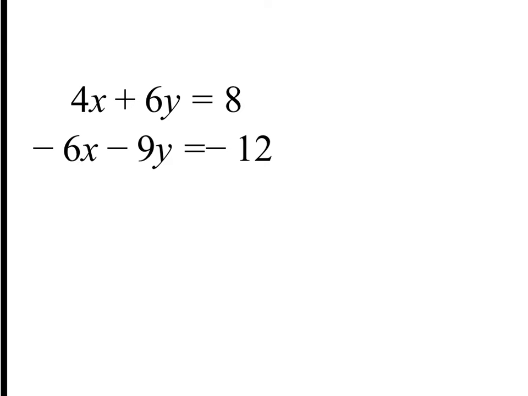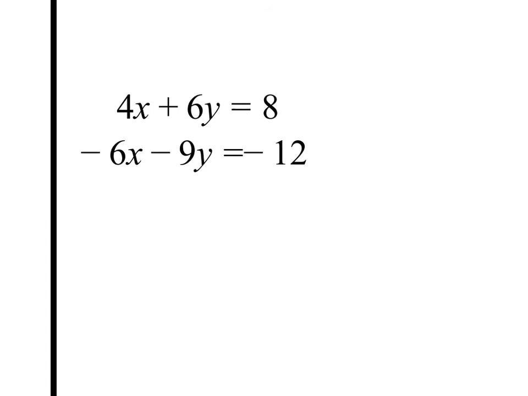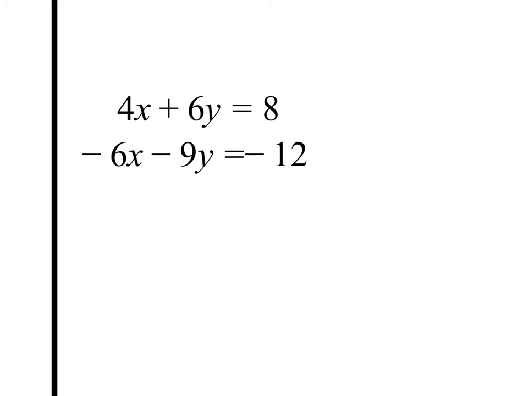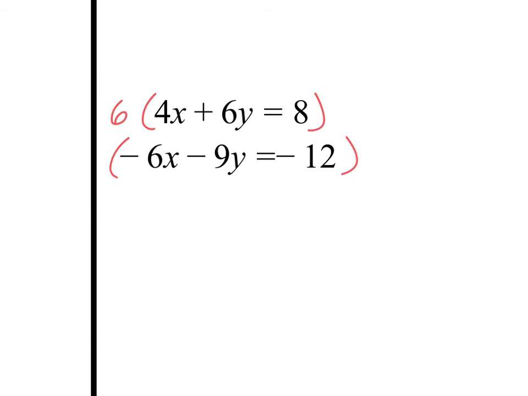Last one, again, you are going to have to multiply both equations. I am going to eliminate the y's this time. You could do either. But if I want to eliminate the y's, my least common multiple between 6 and 9 is 36. So that means I have to multiply the top one by positive 6. That would give me positive 36y. If I multiply the bottom by positive 4, that would give me negative 36y.